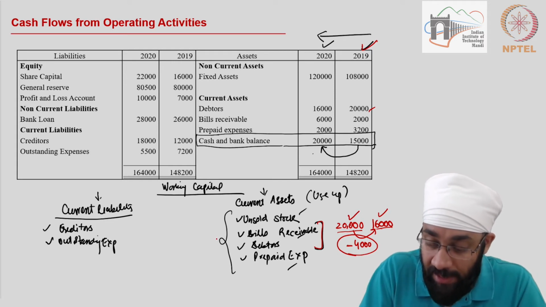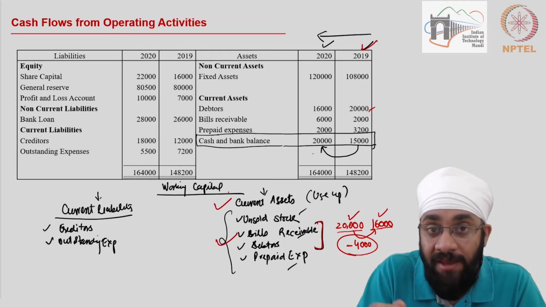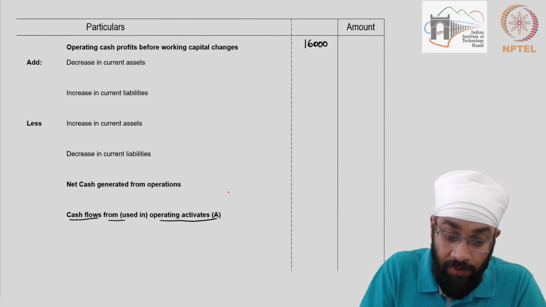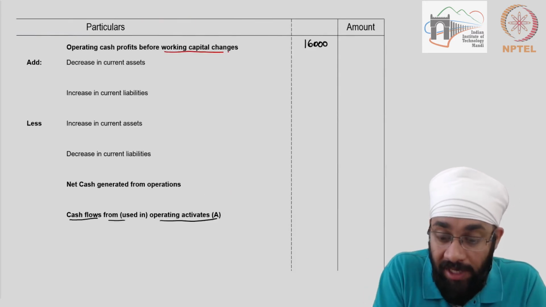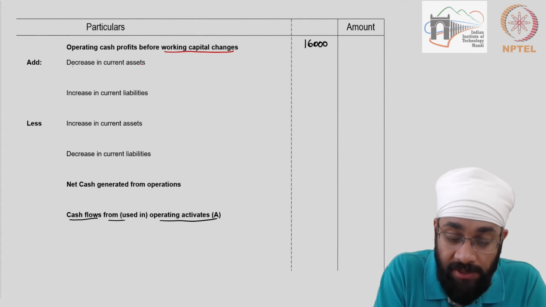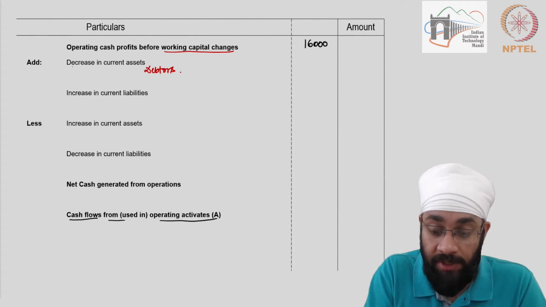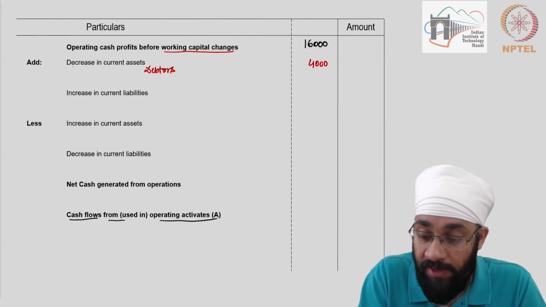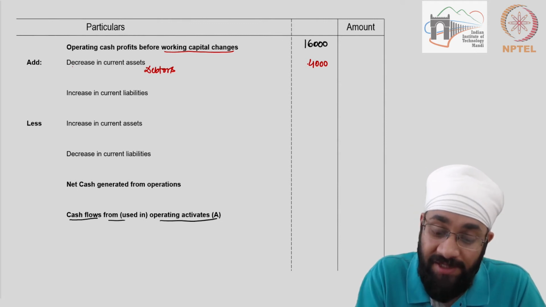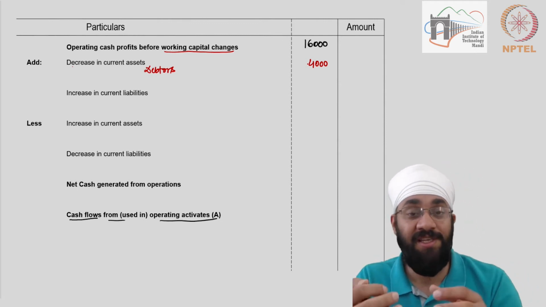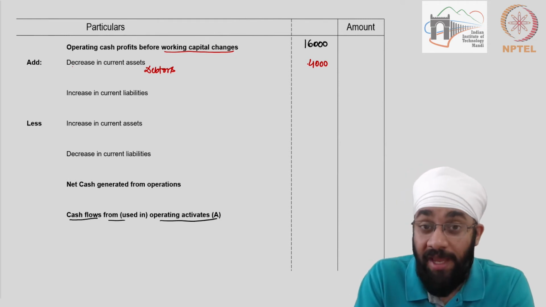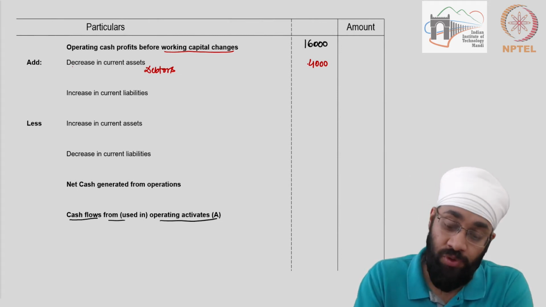So a decrease in receivables is a decrease in current assets, and that is an inflow. So here in the working capital changes, I'm going to write decrease in current assets, receivables or debtors, equal to 4,000. This needs to be added to the cash operating profit because receiving from the debtors is also an operating cash inflow. You sold the goods. This is operating income and this is cash income, so we should show it here.